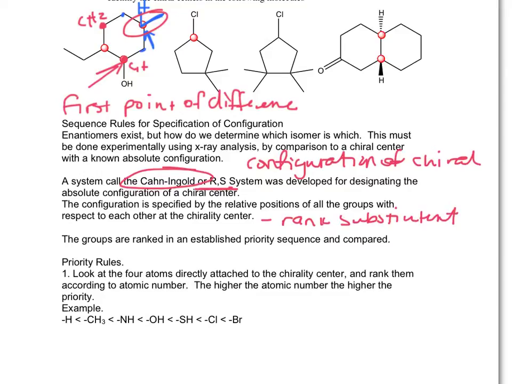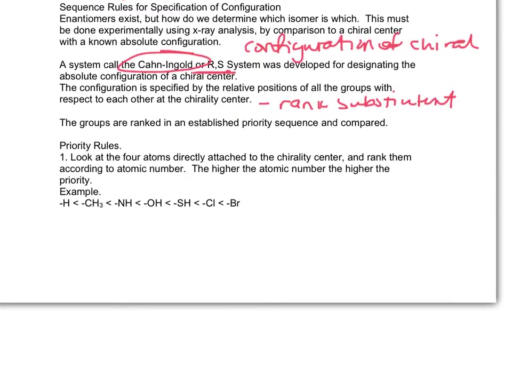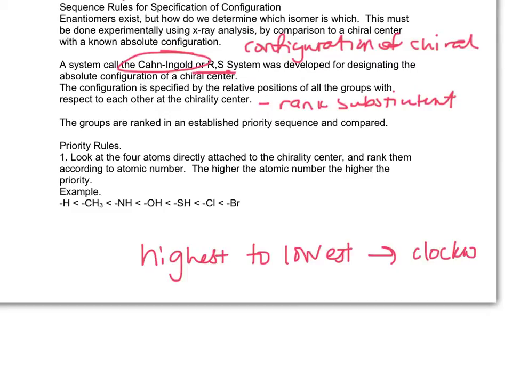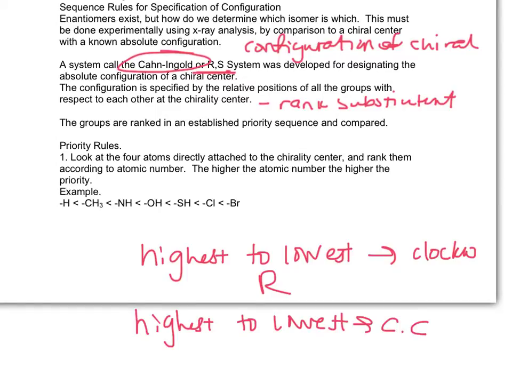If they are from highest to lowest, and it's clockwise, then we have an R configuration. If it's highest to lowest and it's counterclockwise, then we have an S configuration. And this is based on the Latin for right and left.